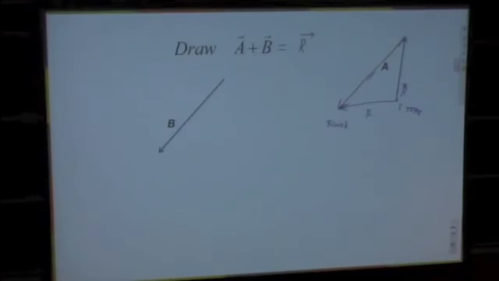If I tell you that this is 5 centimeters and this is 8 centimeters, and you treat A plus B as 5 plus 8, you definitely get the wrong result, because this is like 1, 2, 3, 4, 5.5 centimeters. So adding vectors and adding magnitudes are two different things. Keep it in mind, please. That's wrong.